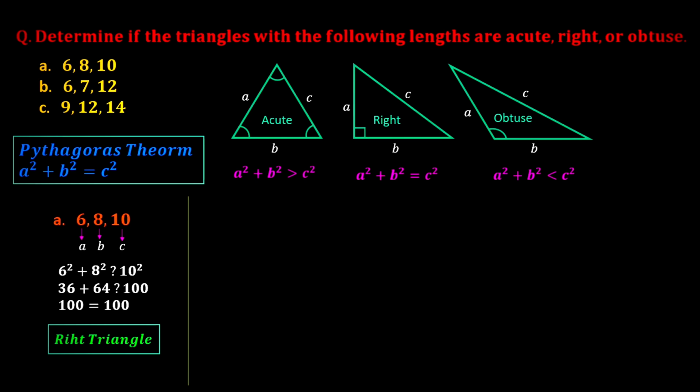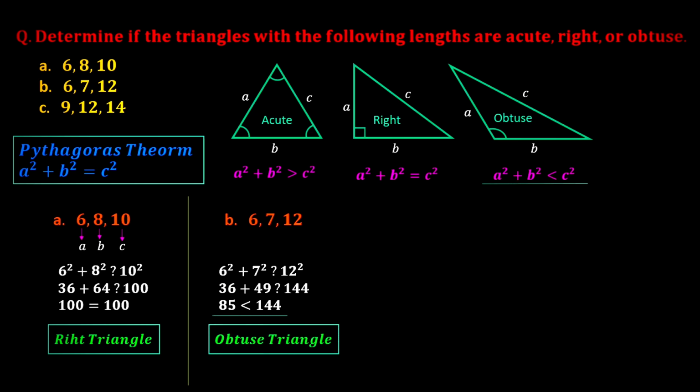Now, let's solve for triangle B. Here the sides are 6, 7, and 12. 6 squared plus 7 squared, question mark, 12 squared. All right, 6 squared is 36, plus 7 squared is 49, question mark, and 12 squared is 144. Okay, 36 plus 49 is 85, and 85 is less than 144. So a squared plus b squared is less than c squared, so the triangle is an obtuse triangle.